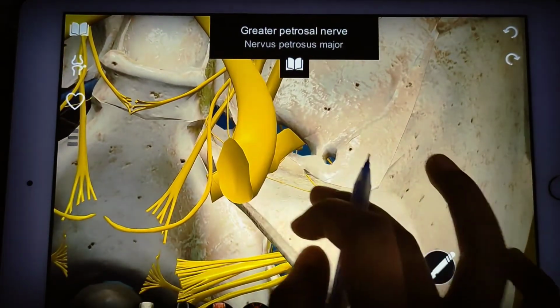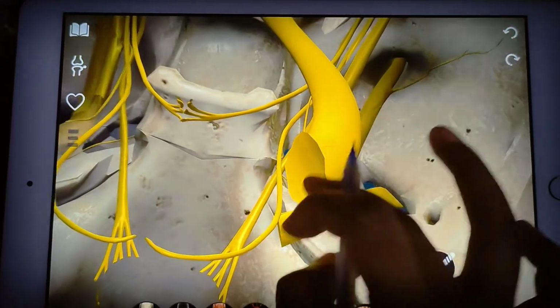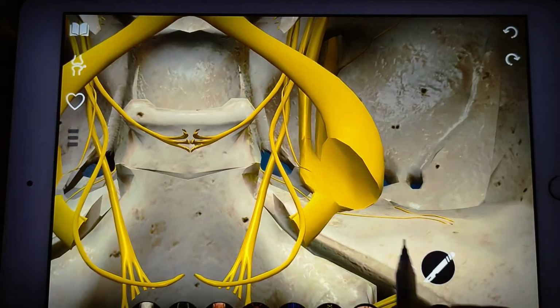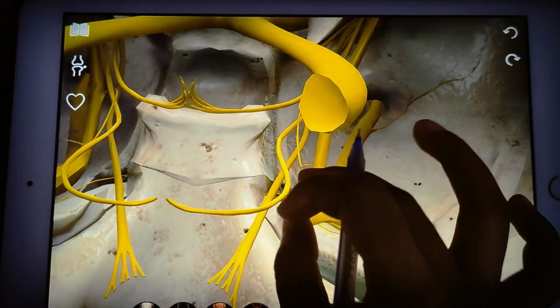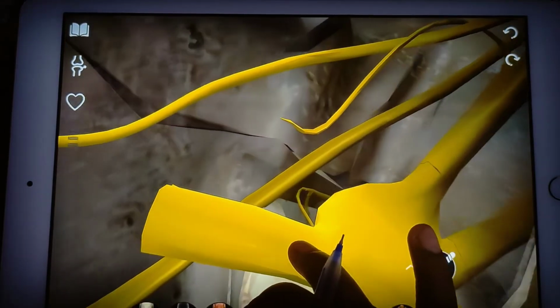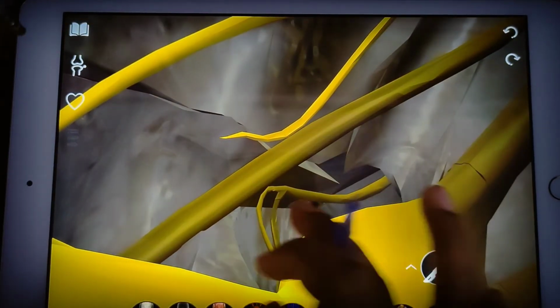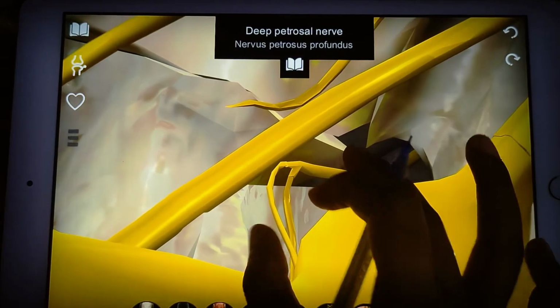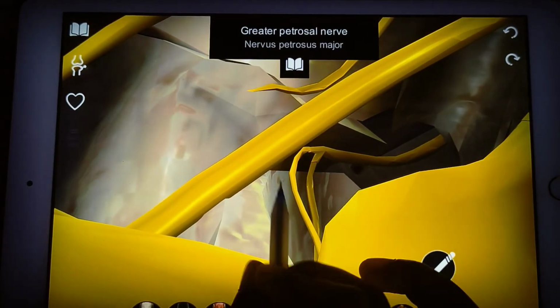Okay, this is your greater petrosal nerve, and it combines with the nerve coming from the sympathetic plexus around the internal carotid artery. This is the deep petrosal nerve. These two nerves, the superficial petrosal nerve and the deep petrosal nerve, together form the median nerve. This is so difficult. This is your deep petrosal nerve, and this is your greater petrosal nerve.